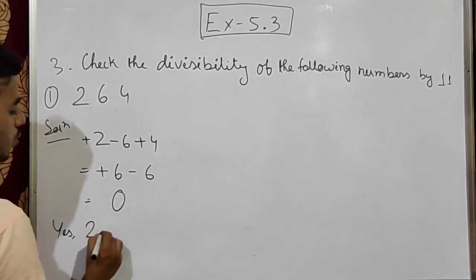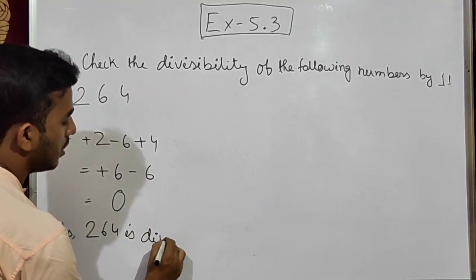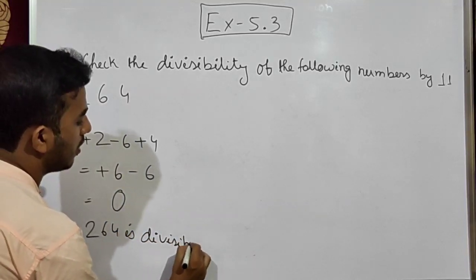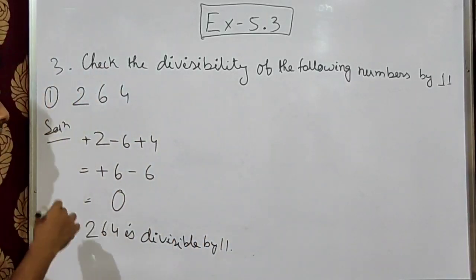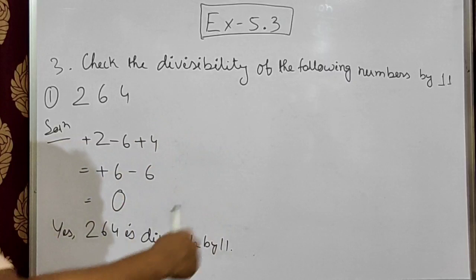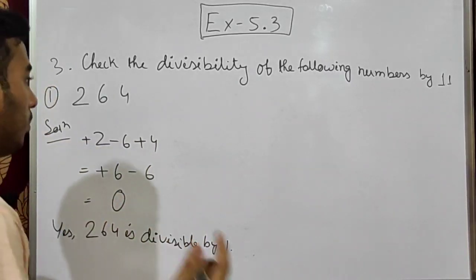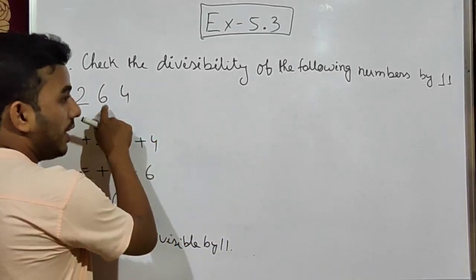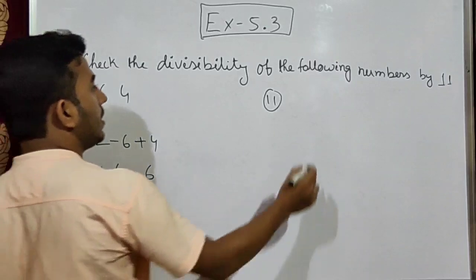Yes, 264 is divisible by 11. Up to this clear? Like this you can solve a large number also. Now one more type of question. If there is 0, what will we do? This is an extra question, right?